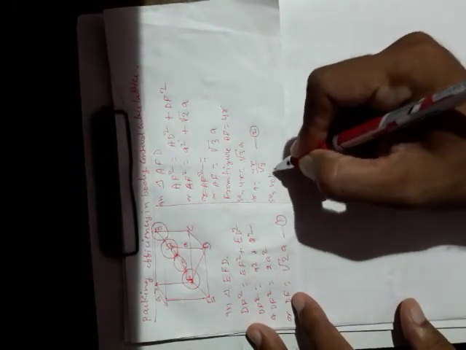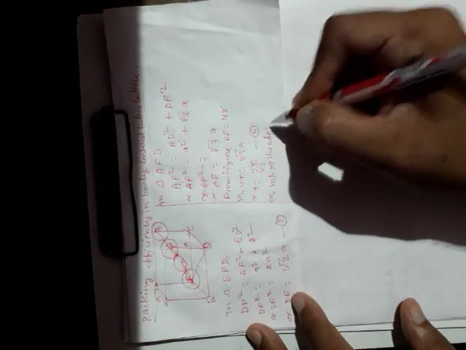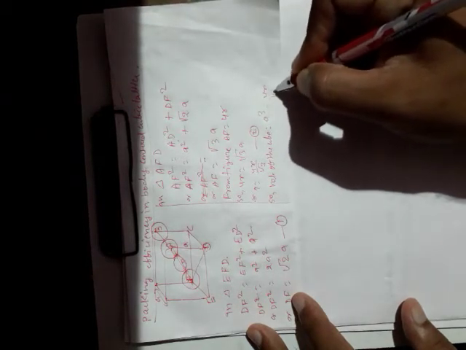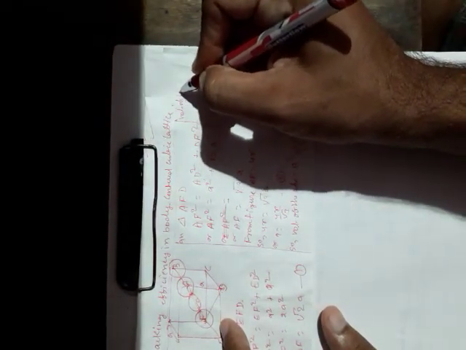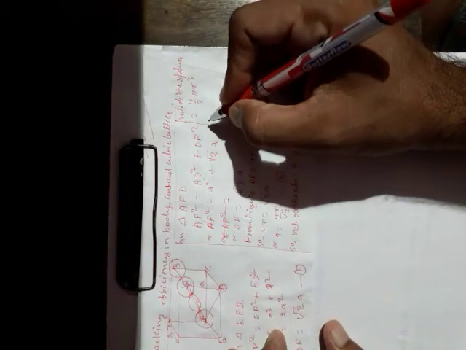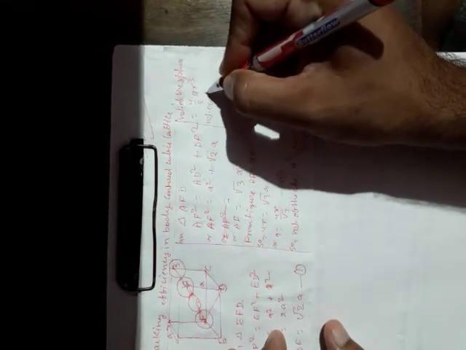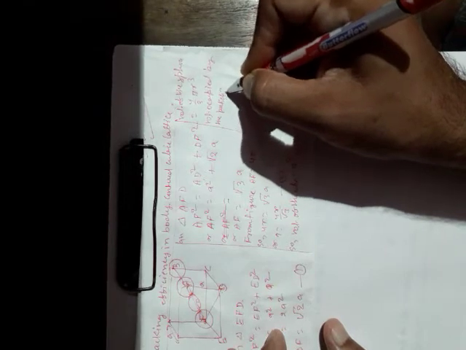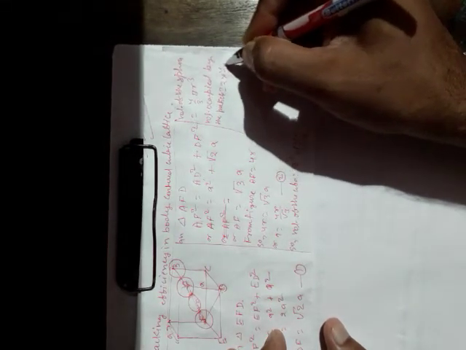Now the volume of the cube will be equal to a cube, which is equal to 4r upon root 3 whole cube. We know the volume of the sphere will be equal to 4 by 3 pi r cube. Since there are two constituent particles in the body-centered cell, the volume occupied by the particles will be equal to 2 into 4 by 3 pi r cube.